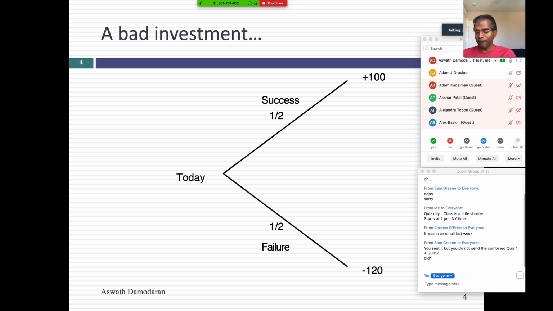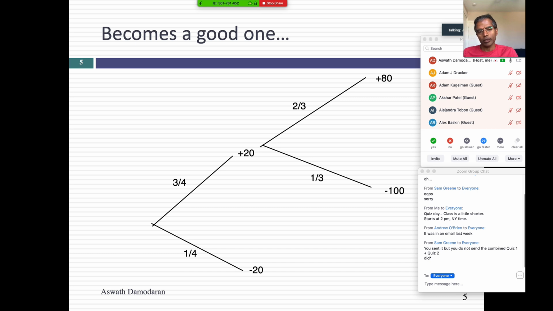Now I'm going to play a little game. Hang in there with me because he's saying, where is he going with this? Let's suppose I showed you a different decision tree. In this decision tree, in the first branch, you get a 75% chance of success, in which case you make plus 20 million, and a 25% chance of failure, in which case you lose 20 million. If you lose 20 million, you stop. File that away. If you make plus 20 million, you have a follow-up investment. And there's a 2/3 chance of succeeding in that follow-up investment, in which case you make 80 million, and a 1/3 chance, in which case you could lose 100 million.